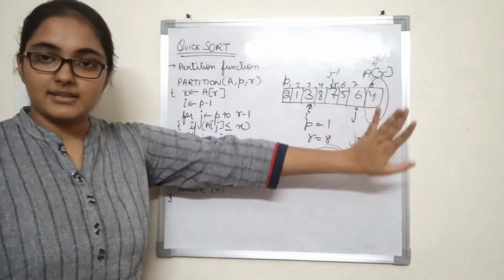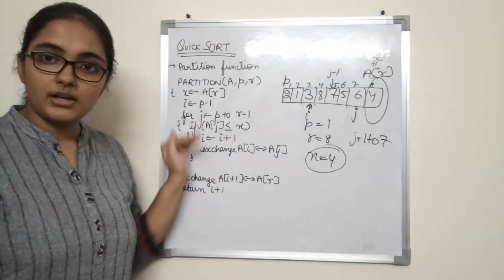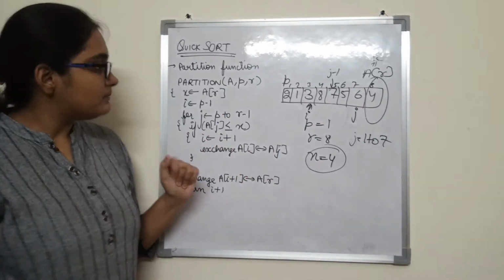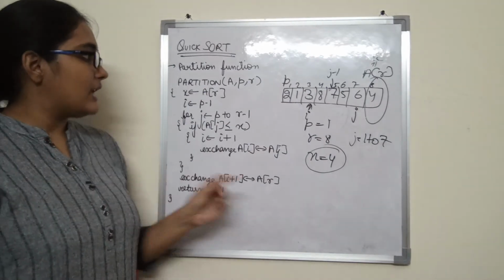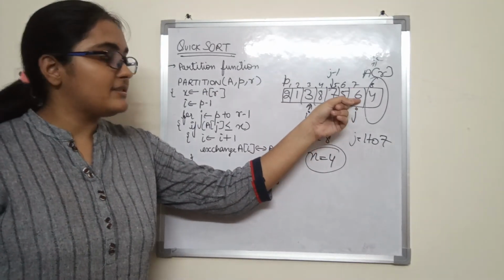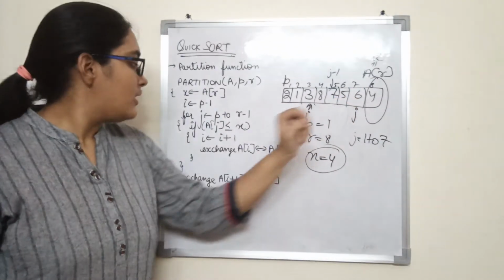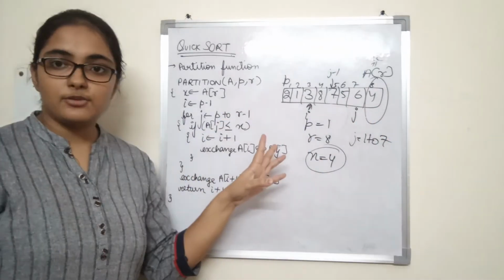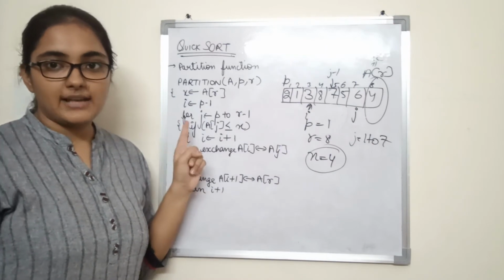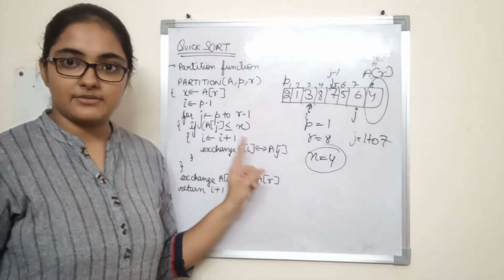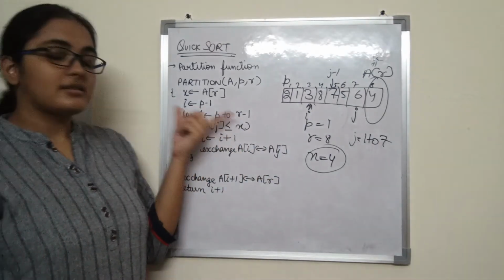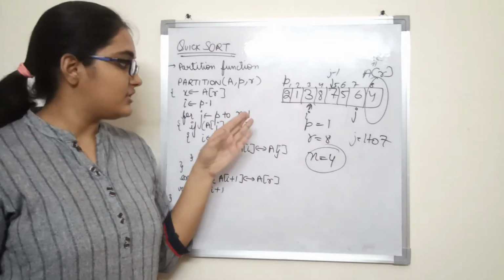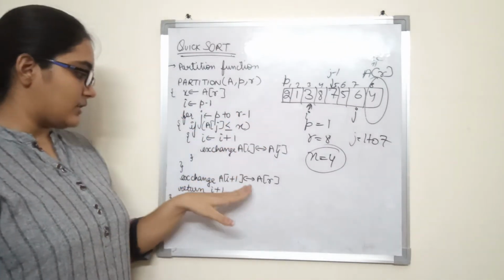So first let's understand the loop. Let's run through the loop, right? So now j is equal to 7. Is A of j less than or equal to x? No, it is false. So nothing happens. Now j is equal to 8. So for j equal to 8, it will break, because j has to run from p to r minus 1, right? So it just breaks here and comes down to here.